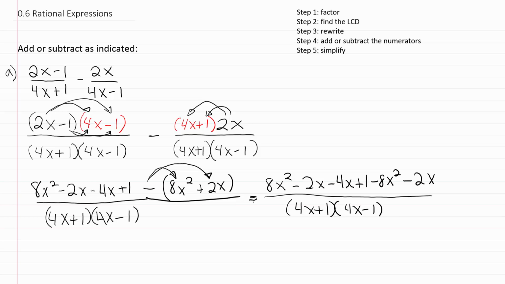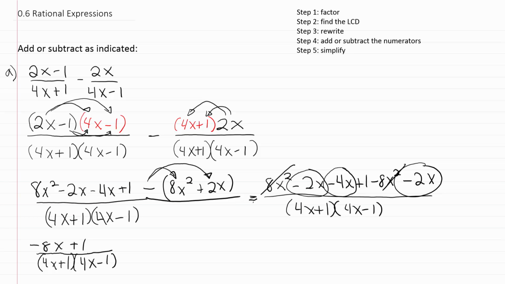All right, so let's cancel now the things that are alike. We have positive 8x squared canceling with negative 8x squared. And then it looks like we have a few terms here that can go together. We have negative 2x, negative 4x, and negative 2x. Together, that's going to make a total of negative 8x, and then we'll have plus 1. So minus 8x plus 1 is our new numerator. And in our denominator, we'll have 4x plus 1, 4x minus 1.